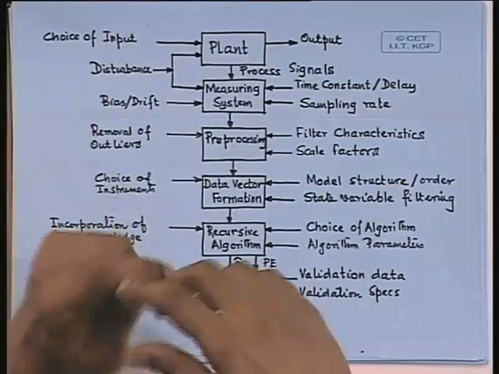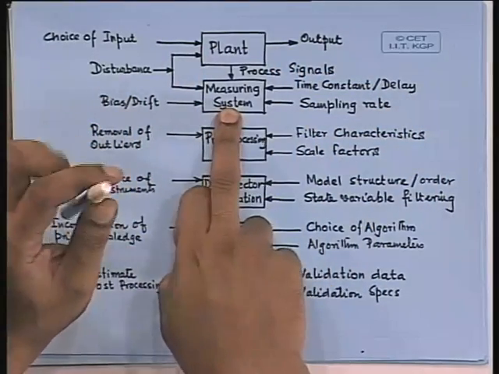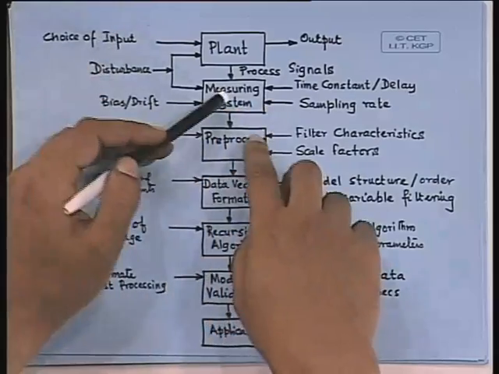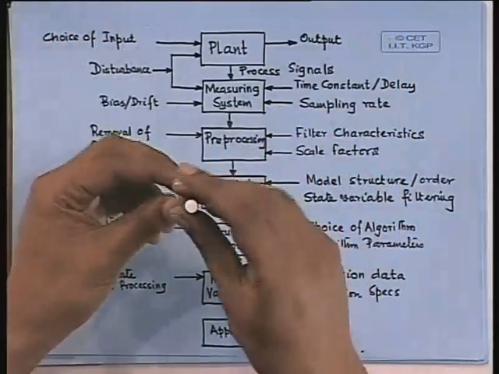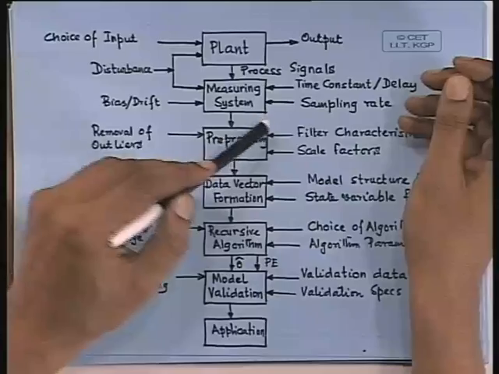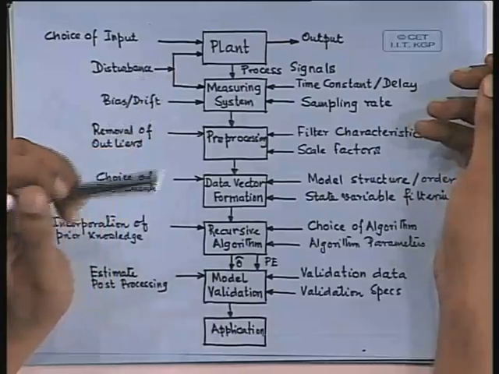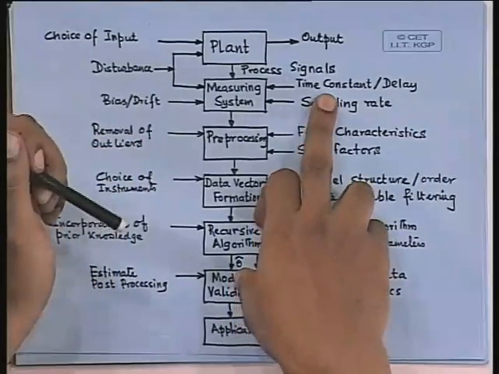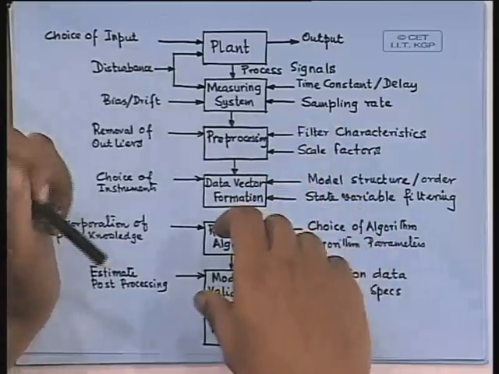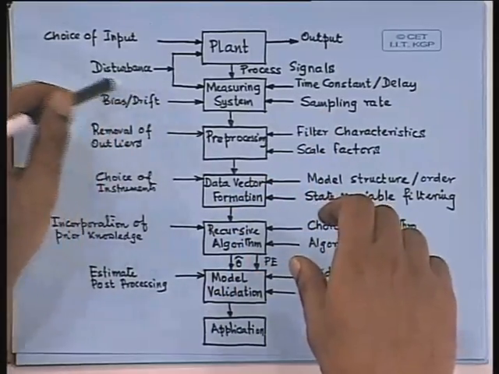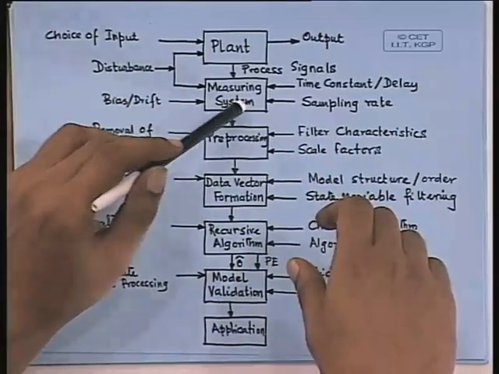This measuring system itself needs to be understood, because it is included in your model, and secondly it affects the modeling. So you need to understand very carefully what kind of time constants or delays it involves, what sampling rate it uses, and what biases and drifts affect it.